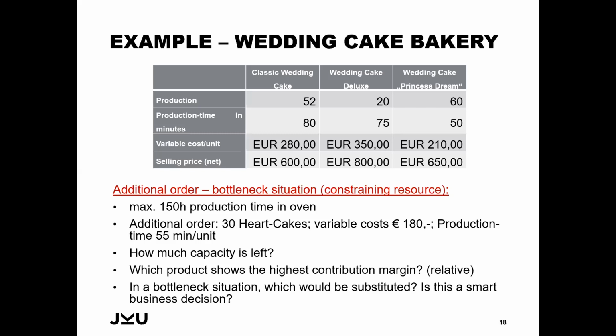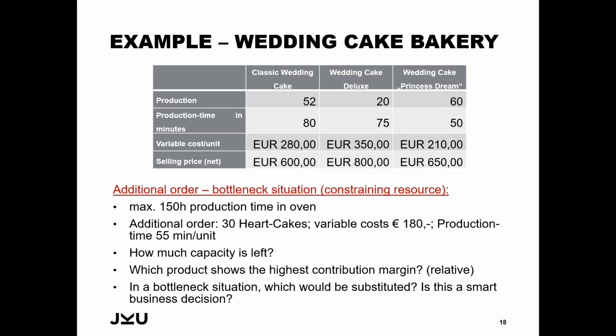52 cakes for the classic wedding cake, 20 for the deluxe, and 60 for the princess dream. And we also have the production time in minutes, which means we have 80 minutes per classic wedding cake, 75 minutes for the deluxe, and 50 minutes for the princess dream. Then we also know variable costs, and we also know our selling price, our net selling price in this case.